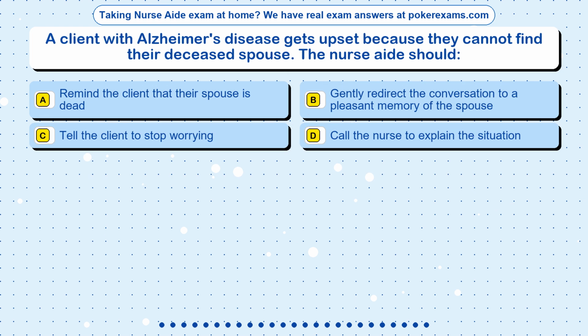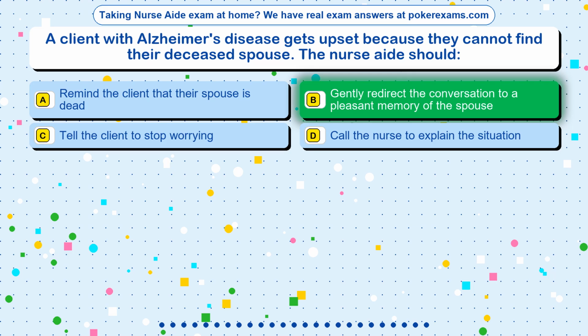Question 10. A client with Alzheimer's disease gets upset because they cannot find their deceased spouse. The nurse aide should: option A, remind the client that their spouse is dead. Option B, gently redirect the conversation to a pleasant memory of the spouse. Option C, tell the client to stop worrying. Option D, call the nurse to explain the situation.